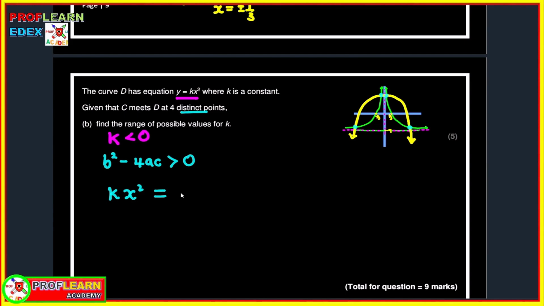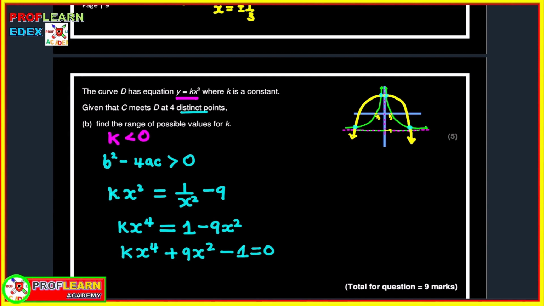So equating the curve kx squared to 1 over x squared minus 9, we can multiply by x squared all through, then we shall have kx raised to power 4 equals 1 minus 9x squared. So in fact, this is a quadratic equation, because if you let m be equal to x squared, you can write this equation as km squared plus 9m minus 1 equals 0. Even though this is written with x raised to power 4, it's a quadratic in quadratic form. It's only that x is squared.